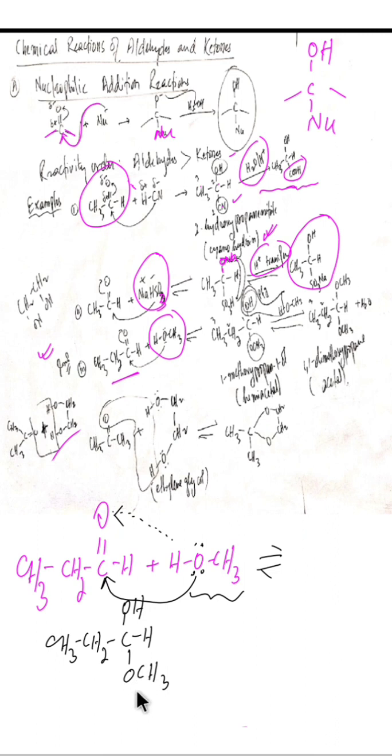So such a compound in which a methoxy group is attached to the primary carbon atom of the alcohol is called hemiacetal. This is called hemiacetal.